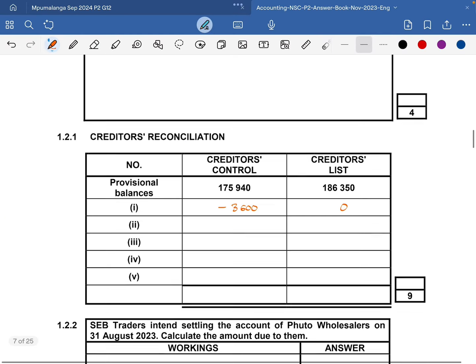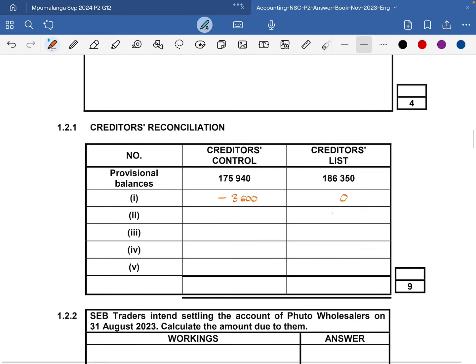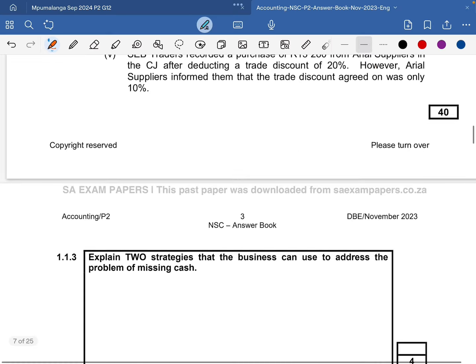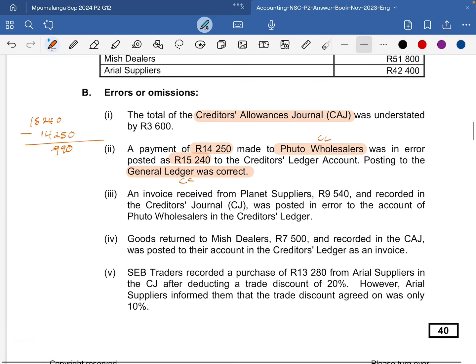Right, so we're going to take the 990 and add it to the creditors list, and then we have no adjustment on the creditors control because that amount was correct there. Then the third one is going to be a bit tricky because it is actually a trick question. Because now when we read, it says an invoice received from Planet Supplies 9,540 and recorded in the creditors journal.